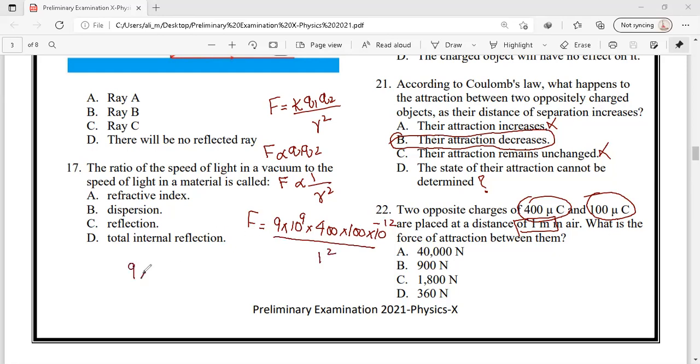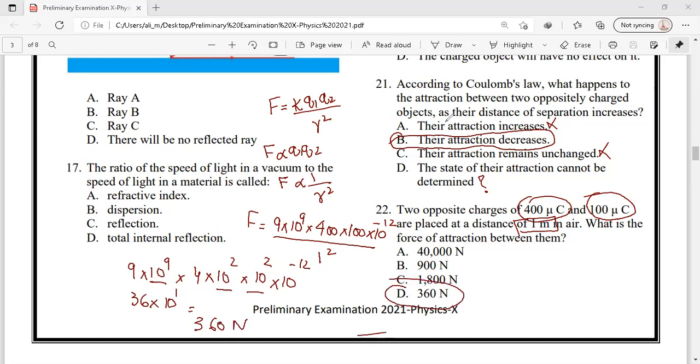So let's simplify this expression. 9 × 10^9, 4 × 10^2, and 10^2, 10^-12. So 9 fours are 36, and by adding these powers of 10, 9 plus 2 plus 2 is 13, and 13 minus 12 is 1. So 10 raised to the power 1 will be equal to 360 newtons. So the correct answer for this question number 22 is option D.